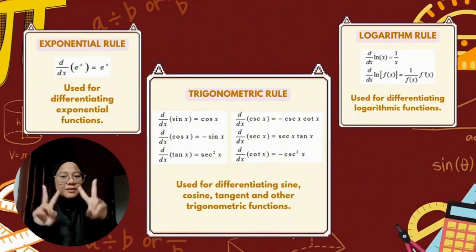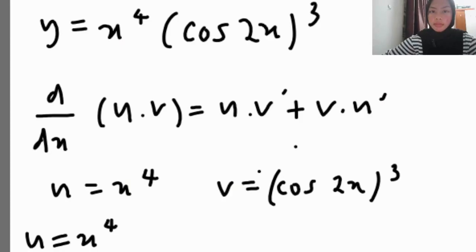Moving on to question 2b, we need to find the derivative of y equals x to the power of 4 multiplied by cos 2x cubed. Since this function is the product of two distinct terms, we will apply the product rule, which states that the derivative is u times v prime plus v times u prime. So for the next step, we're going to differentiate u and v individually. Let's break down the individual derivatives.